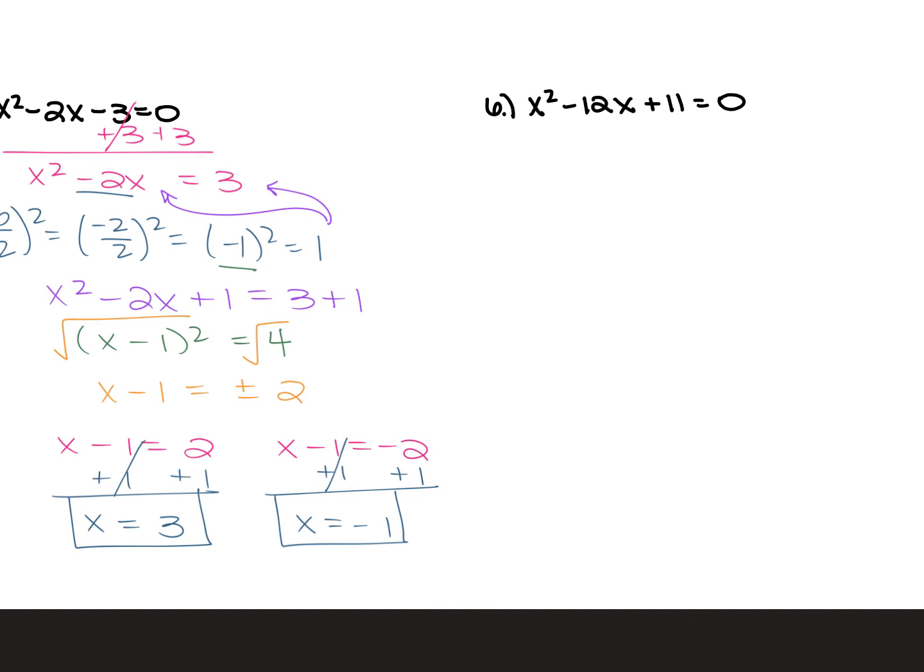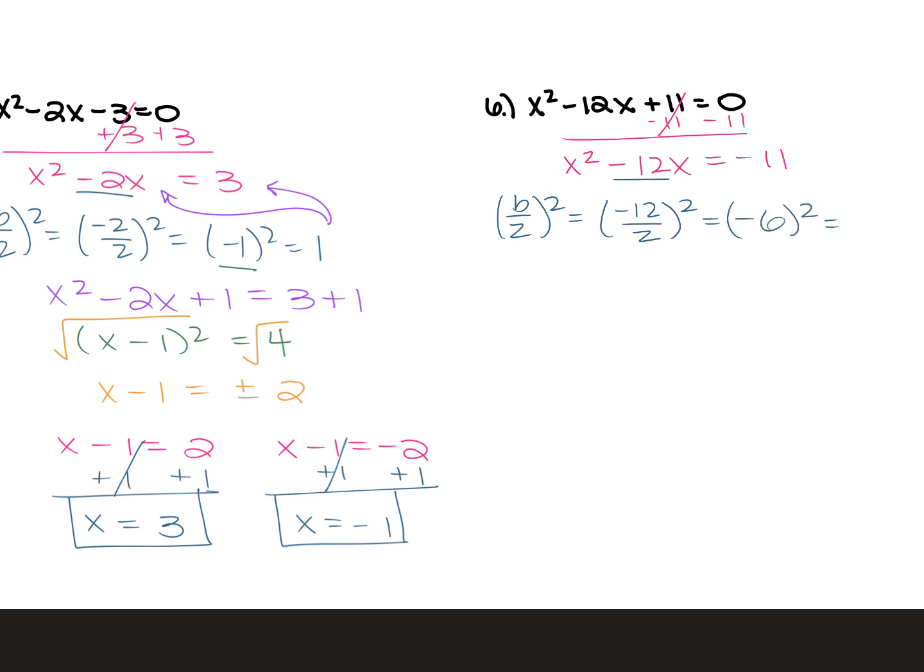For number 6, you have x squared minus 12x plus 11 is equal to 0. We're going to subtract that 11 over first. That gives us x squared minus 12x is equal to negative 11. Your b is negative 12, so if we do b over 2 squared, that's going to give us negative 12 over 2 squared. That simplifies to be negative 6 squared, which simplifies to be 36.